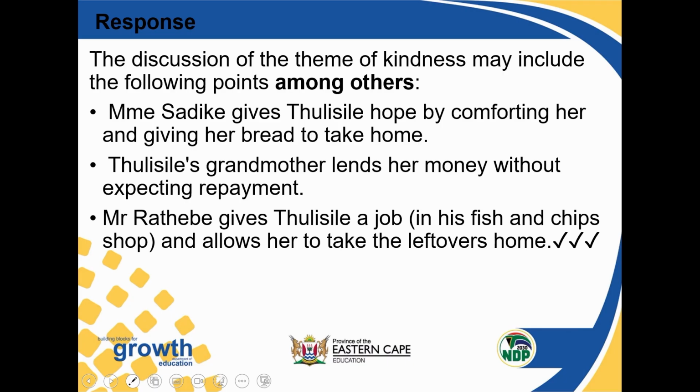But we know that Tulisile was exposed to living with an abusive father. But in this question, you are not asked to talk about the abuse that Tulisile has experienced, but you are asked to discuss the theme of kindness. So you must be very careful when it comes to the theme discussion. Do not come up with your own themes. Do not come up with the themes that you see in the study guides, but you must talk about the given theme and highlight everything in the story which supports that particular theme.